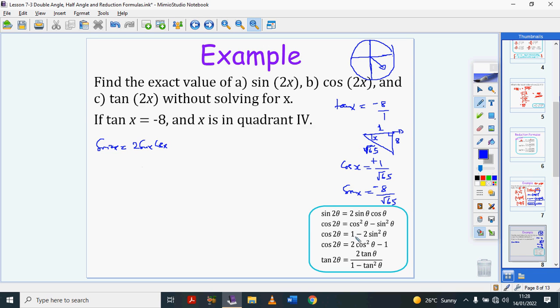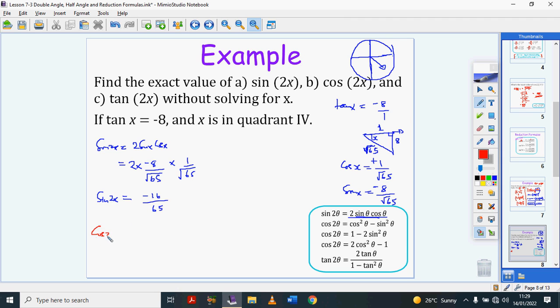So I'll just come and substitute those values in this expression. That sine 2x is supposed to be 2 sine x cosine x according to the double angle formula, and I'm going to substitute 2 times sine x, which is negative 8 over square root 65, times cosine x, which is 1 over square root 65, and my final answer will be negative 16 divided by 65, because square root 65 times square root 65, the square root cancels out, and I just end up with 65. Alright, now let's try to get the cosine 2x.